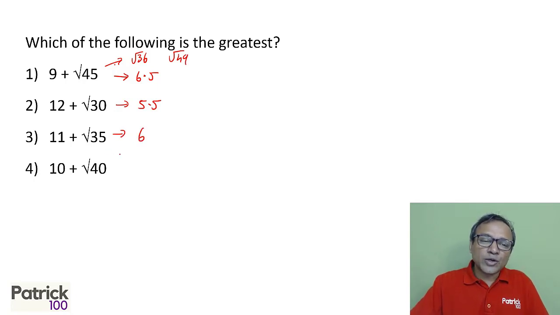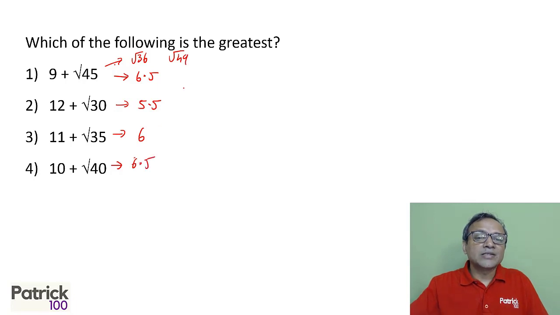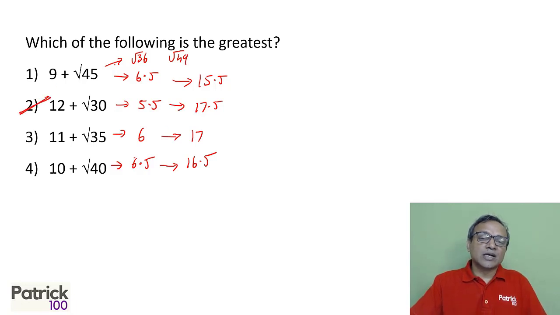Root 36 is root 36. Root 40 is between 36 and 49, so I can take it as 6.5. Now add and check out. This becomes 9 plus 6.5, 15.5. This becomes 12 plus 5.5, 17.5. 11 plus 6, 17. And 10 plus 6.5, 16.5. So if you look, the greatest value is the second option. That's the answer. Approximate the square root.